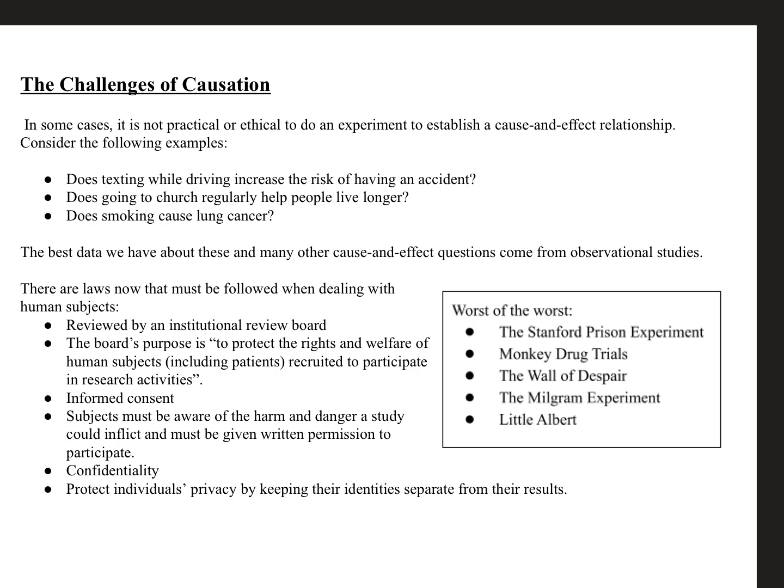So let me know if you have any questions about experimental design, whether that's in setting up the experiment, any of the different methods, confounding, lurking variables, and so on.